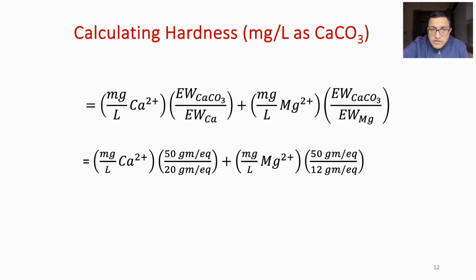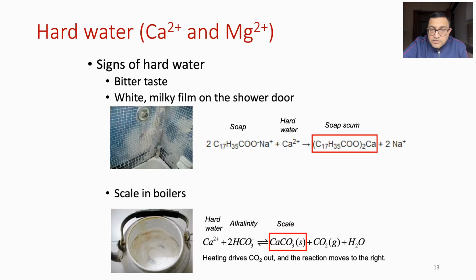And calculating hardness in milligram per liter as calcium carbonate, we take the milligram per liter of calcium as ion, multiply that by the equivalent weight of calcium carbonate divided by the equivalent weight of calcium, which is 50 divided by 20, and do the same thing with magnesium, and then add the two to get the total hardness number in the units of milligram per liter as calcium carbonate.